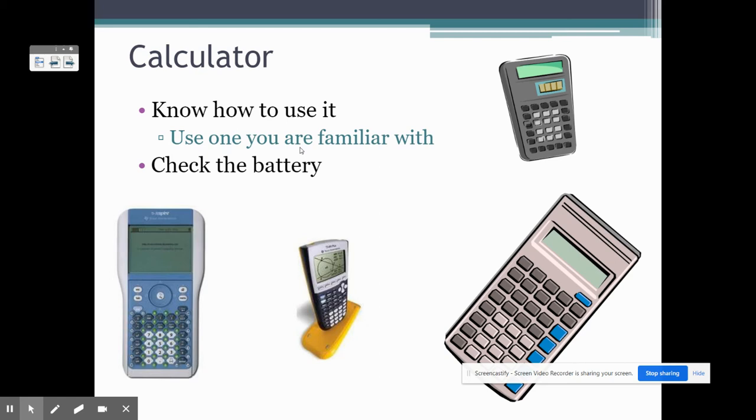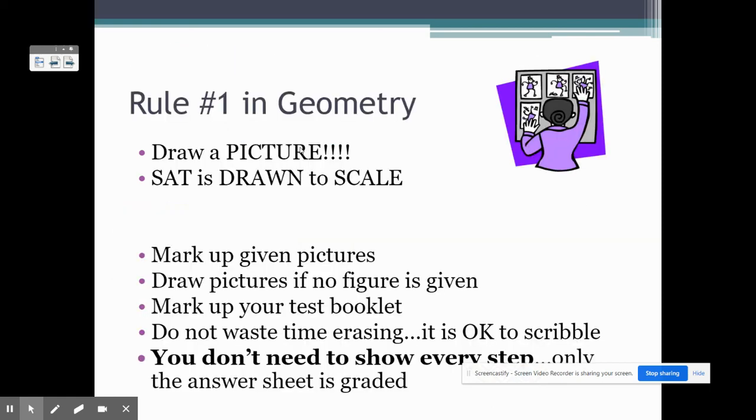Remember the first time, like, where is the fraction button? You guys all know. Remember the first time you did Math 1 and your life was changed? Right? Use a yellow calculator if you want. The yellow calculator actually simplifies radicals. It's beautiful. But don't use a calculator you don't know how to use. Make sure the battery's good. That's also a sad thing. Your battery runs out. In geometry, rule number one, draw a picture.